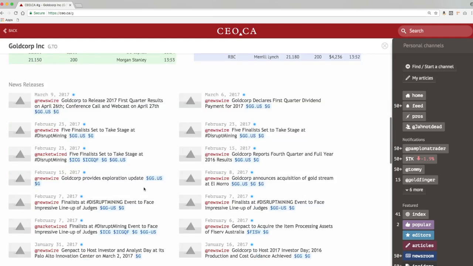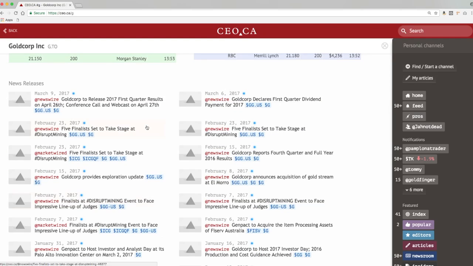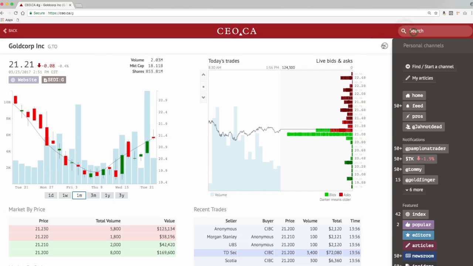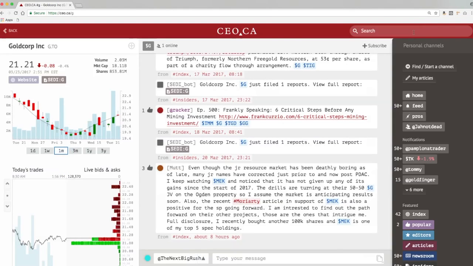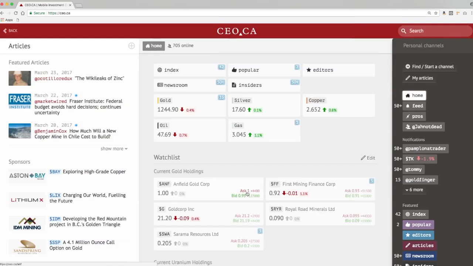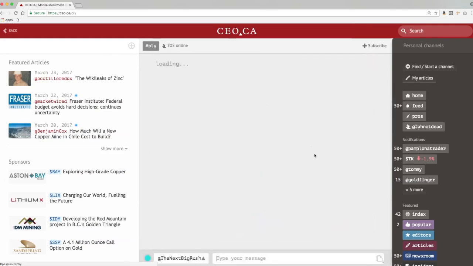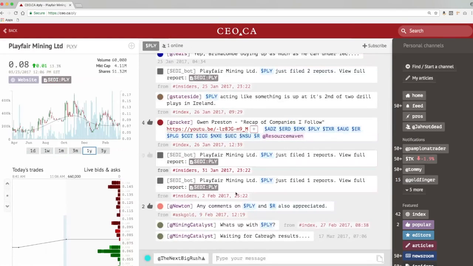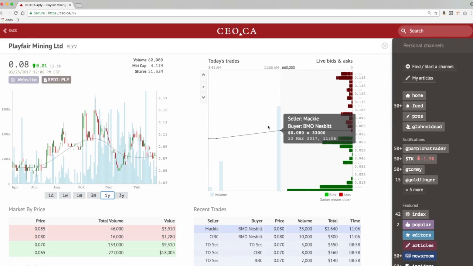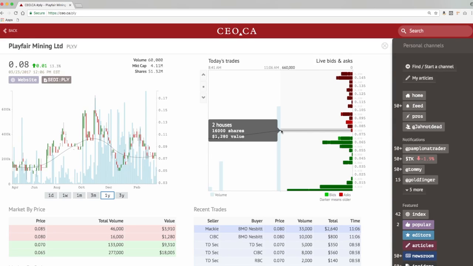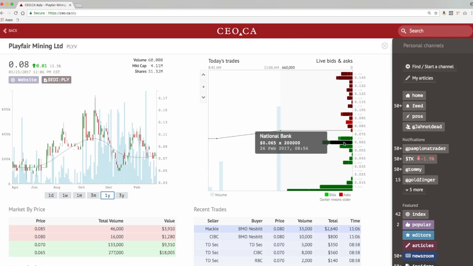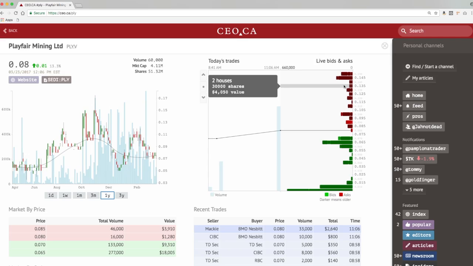If you scroll down, you can see all the news regarding the company itself. You can also take a look at less liquid stocks. For example, let's say Playfair Mining. Click on it. There's the chat room for Playfair. Anything that's said outside of this room, as long as it's tagged to Playfair, will come up here. A lot less movement, as you can see. But it also helps you to know, hey, there is huge support here at 6.5 cents and decent resistance up here and also up here.